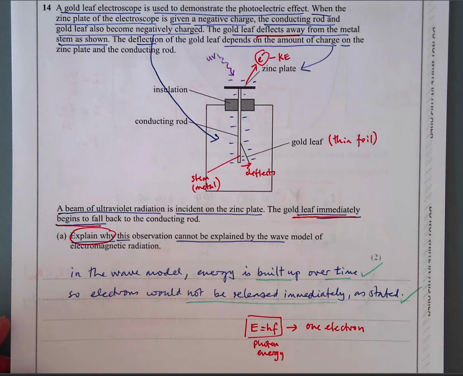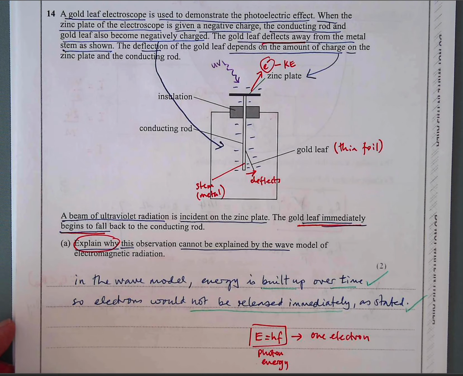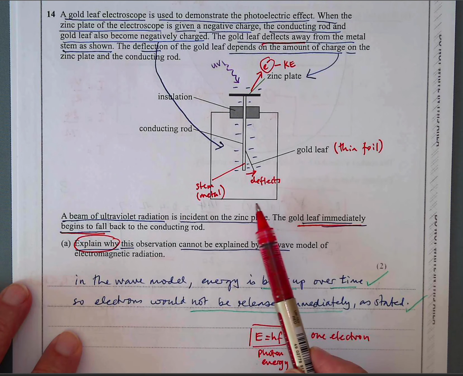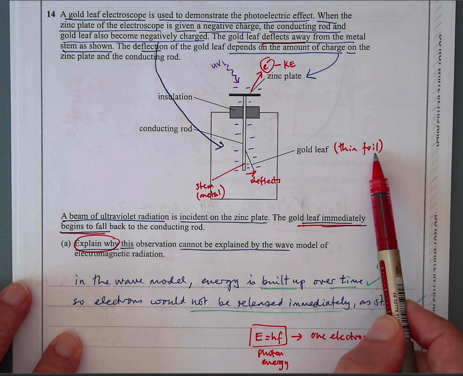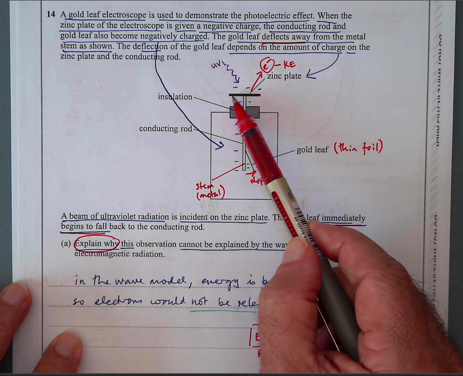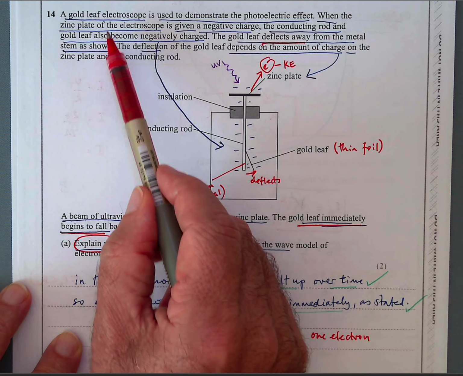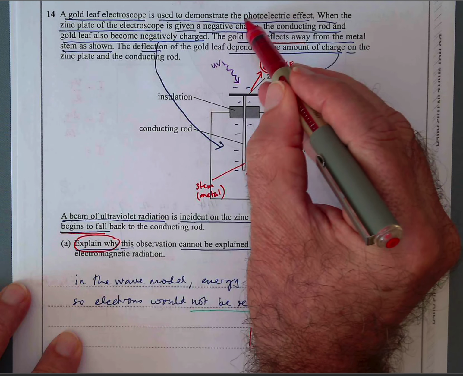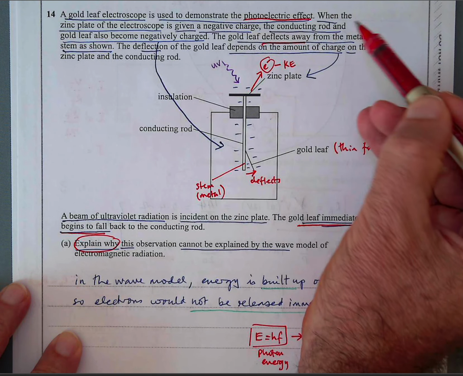Okay, question 14 is about a gold leaf electroscope, which I showed my students recently. So this is the gold leaf electroscope. It has a gold leaf, which is a thin foil, stuck to a metal stem, and at the top they put a zinc plate. It's used to demonstrate the photoelectric effect. So this question is about the concept of the photoelectric effect.